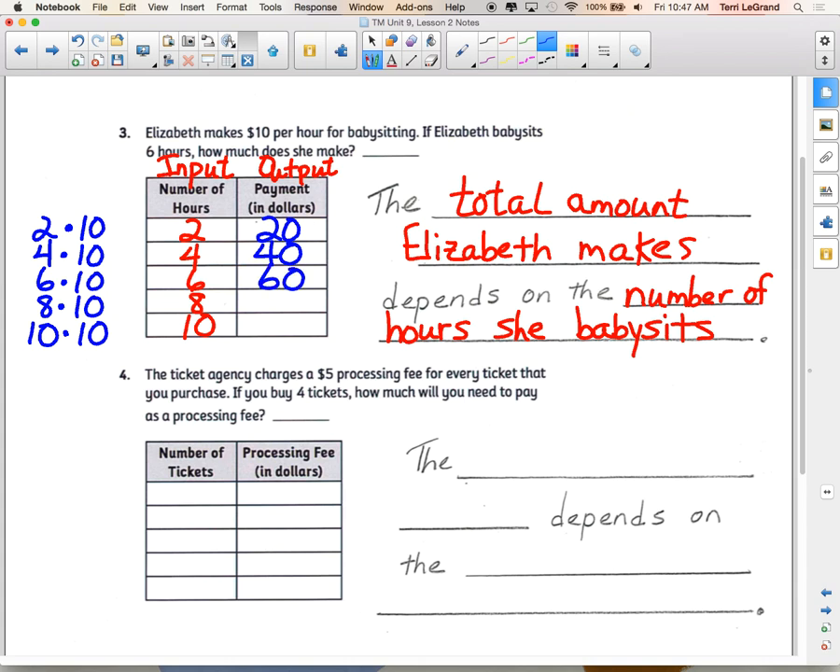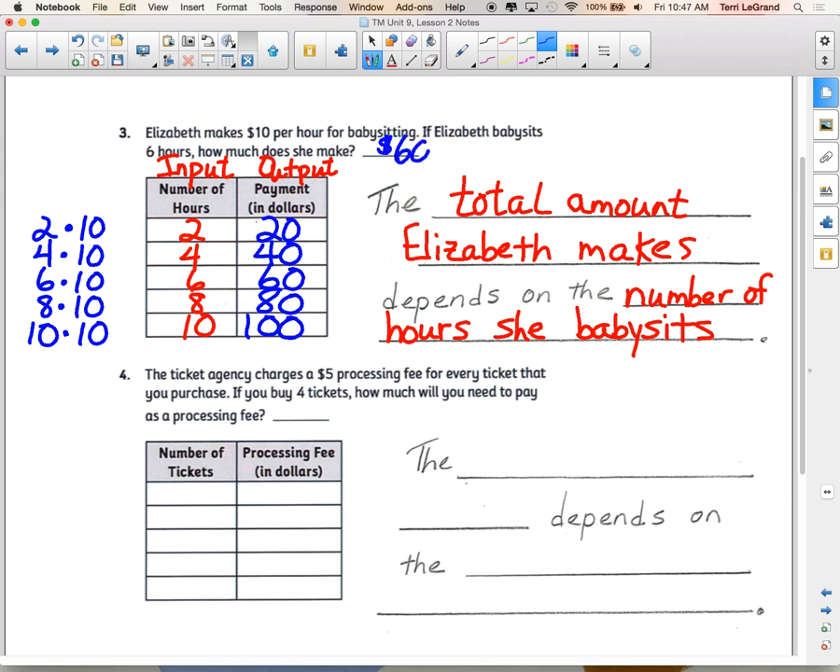It seems to be going up by 20 because our hours are going up by 2, and 2 times 10 is 20, so that makes sense that this should be climbing by 20s if the hours are climbing by 2s. Okay, what's the answer to our question? If Elizabeth babysits 6 hours, how much does she make? $60.